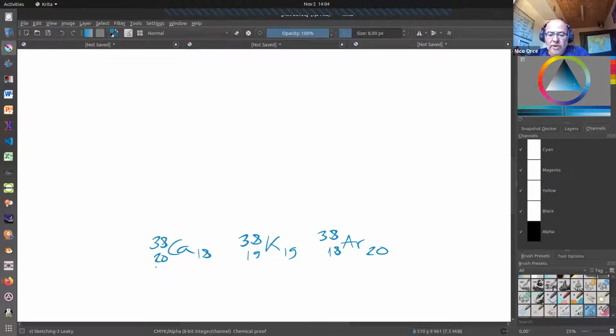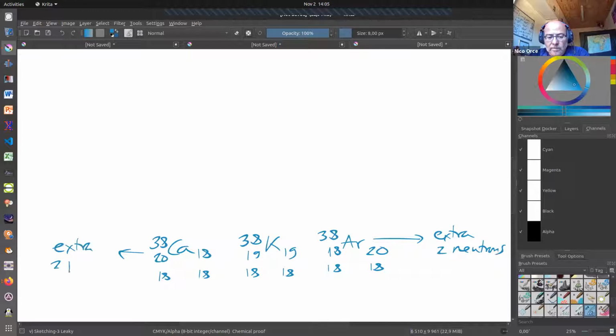Again, we are going to assume that both of them have 18 and 18 as the core. And we have extra here two neutrons, right? Here we have extra two protons. And here we have an extra one proton and one neutron, right? And we're going to apply the same thing. And we're going to build the level scheme for these guys. We're going to build the level scheme. And this is going to be our zero.